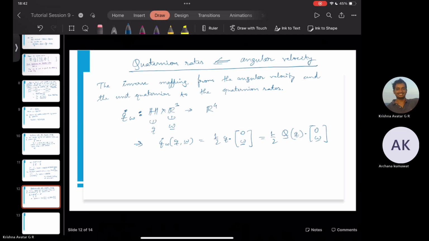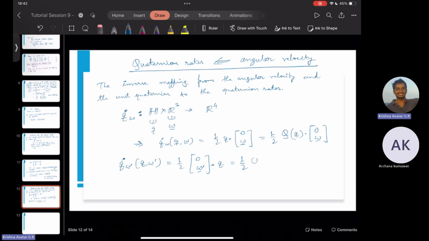Now for omega prime, which is just the representation of the angular velocity in the body fixed coordinate system, in this case we have half of 0 omega vector prime, which is the angular velocity in the body fixed coordinate system, times Q vector.